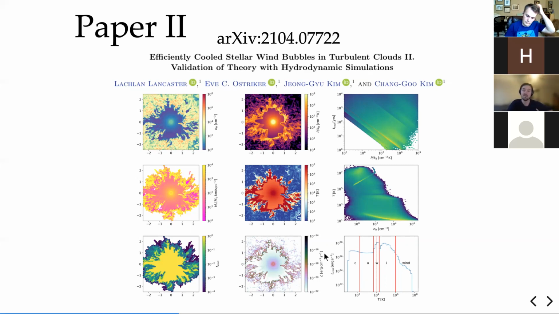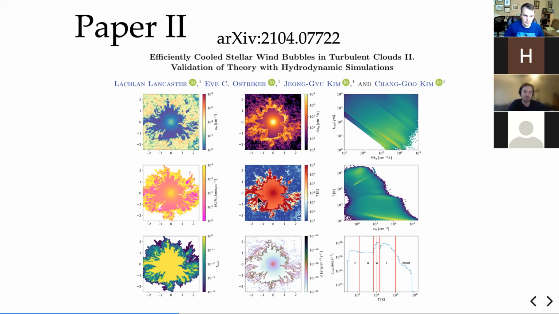The gas here is 10 to the 5 solar masses of gas contained within 5 parsecs. The length of this box is 5 parsecs. The panels are showing density, pressure, the cooling time of the gas versus the pressure, and the momentum being carried by the bubble. You're seeing that most of the momentum is being carried in the shell. This is the temperature slice.